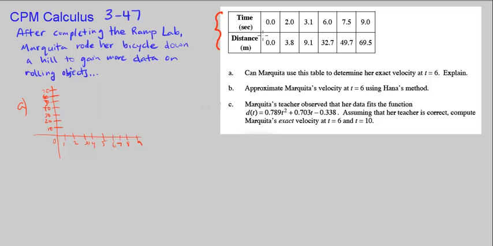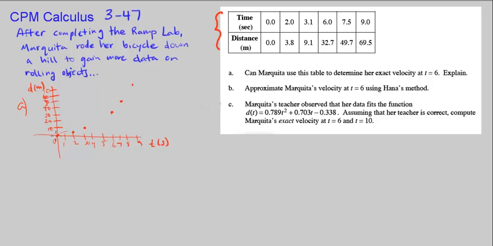At time 0, her distance is 0 meters. So let me put D is in meters and T is in seconds. At time 2, her distance is 3.8, so we have something around here. At time 3.1, her distance is 9.1, so around here. At time 6, her distance is 32.7, so some point right here. 7.5, 49.7. And 9.0, 69.5.